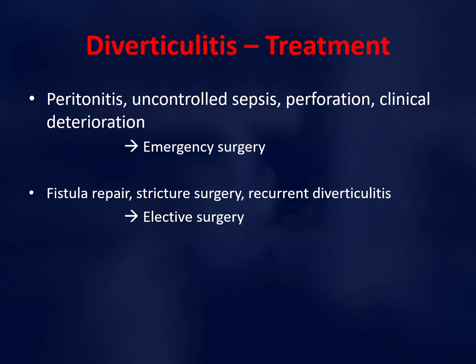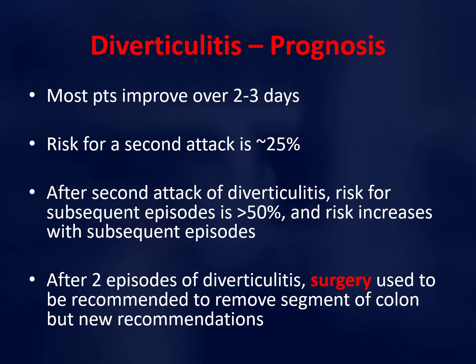In all other cases, when we have a complicated diverticulitis, when we have a fistula, when we have a stricture due to recurrent diverticulitis, or when we just have recurrent diverticulitis in a young patient, then we opt for elective surgery after the acute episode resolves. Concerning the prognosis, most patients improve over 2 to 3 days. For those who do not improve or who have secondary complications, they should be managed accordingly.